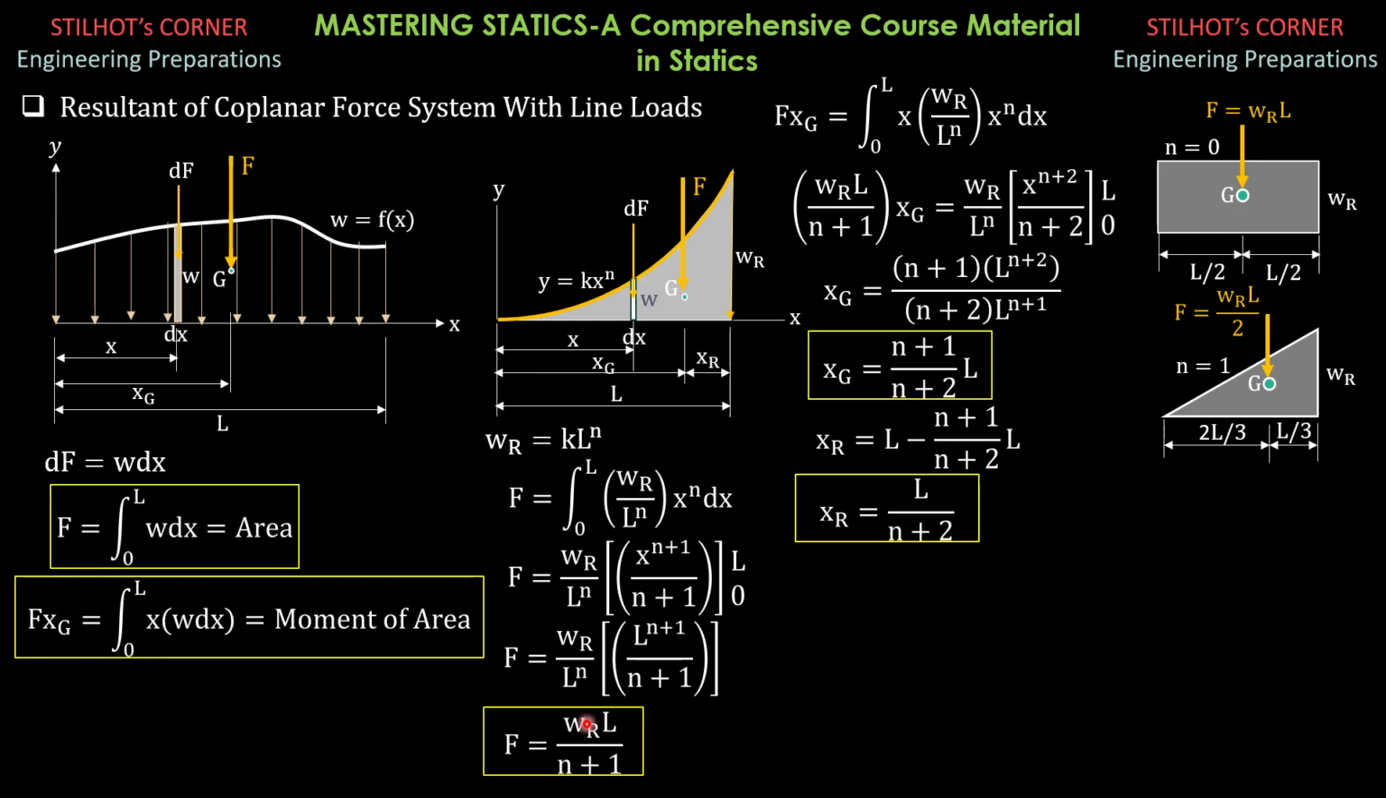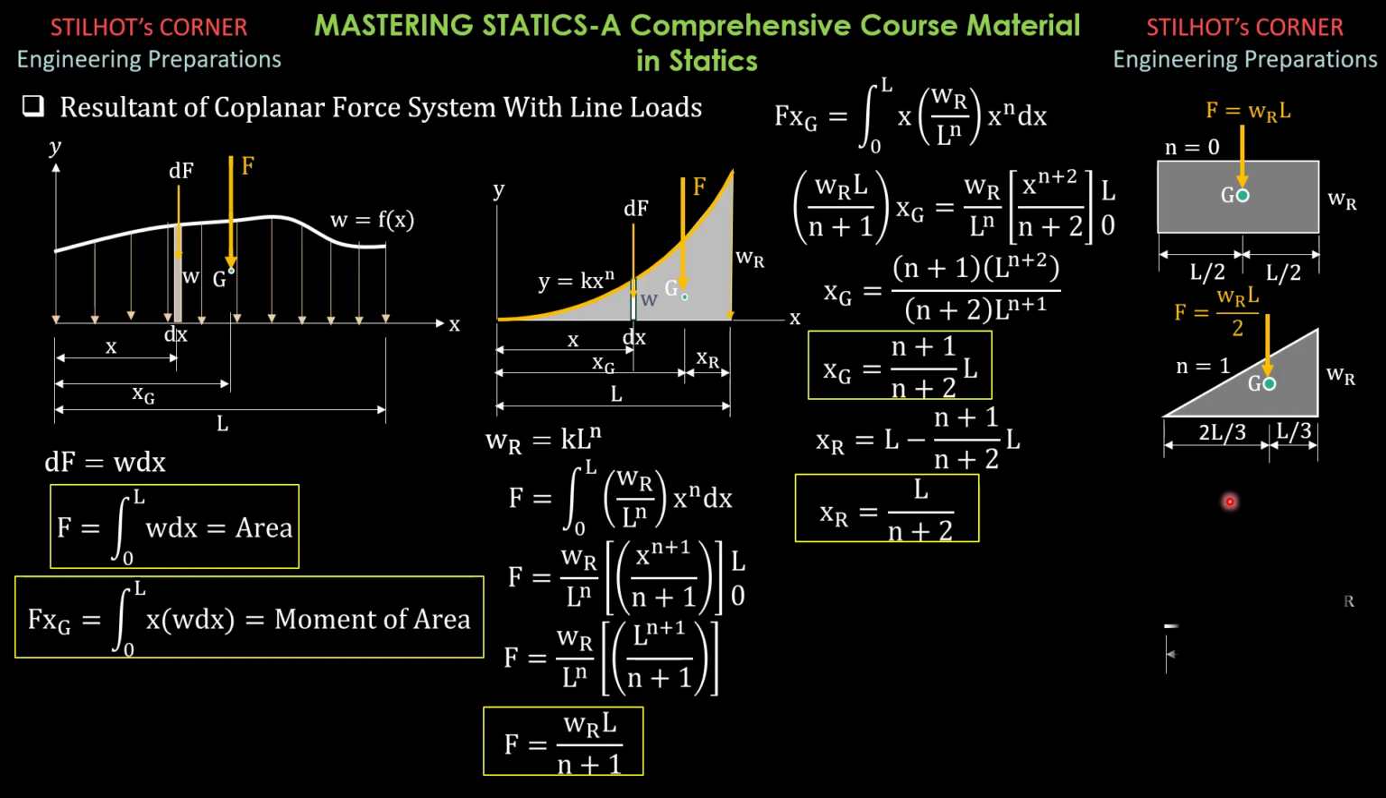WRL over 1 plus 1 is 1 half of WRL for rectangle, for triangle rather. Then this is 2/3 of L because 1 plus 1 is 2 over 1 plus 2, which is 3. So 2/3 of L. And XR would be L minus 2/3 of L. So that's why it is L over 3, or L over 1 plus 2 is L over 3. And you're supposed to be familiar with the location of the centroid of a triangle.